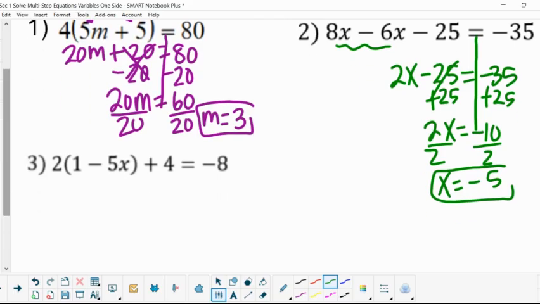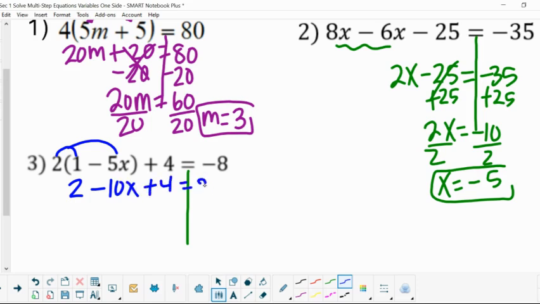Okay, number 3. Let's get our little line going so we can make sure to do both sides. Okay, Colin, what needs to happen first on number 3? Perfect. Gotta multiply that number in. Everybody tell me what's 2 times 1? How about 2 times negative 5x? Good. That was good, everybody.